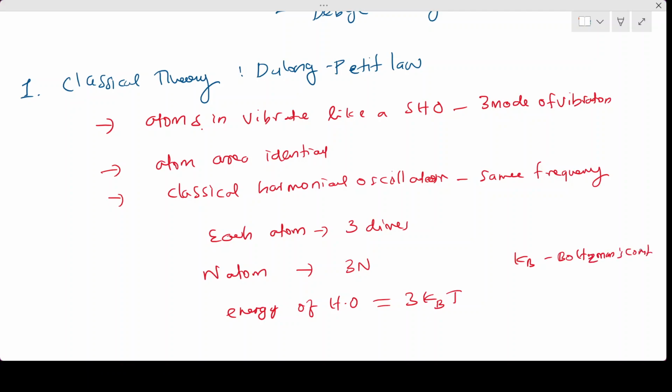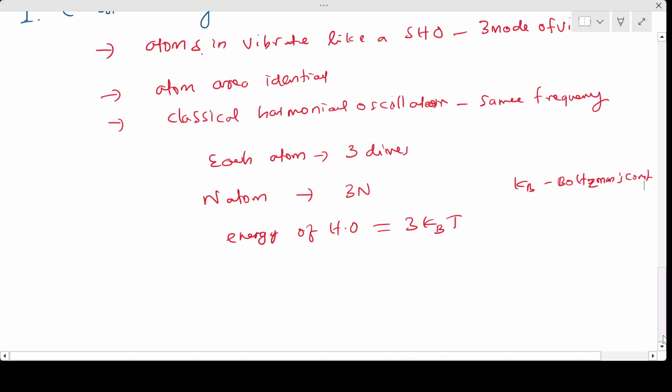So the Boltzmann constant is 1.38 times 10 raised to minus 23. So that is the Boltzmann constant.